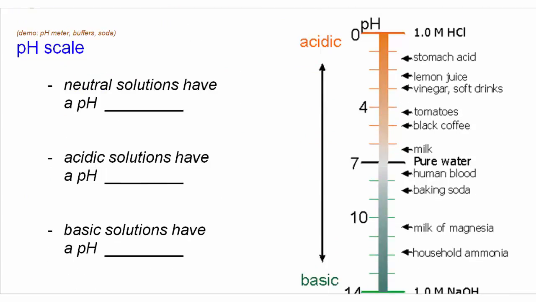What we use to monitor pH is a pH scale. And in this convention, neutral solutions have a pH of 7, acidic solutions have a pH less than 7, and basic solutions have a pH greater than 7. So acidic solutions are like stomach acid, lemon juice. Basic solutions, ammonia, soda. Your human blood is somewhat basic.